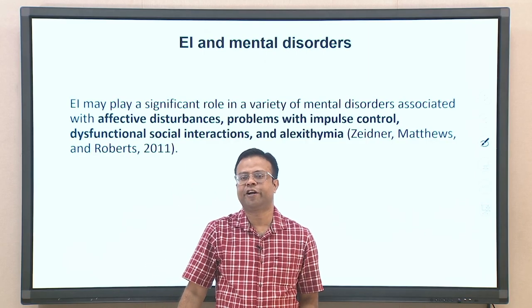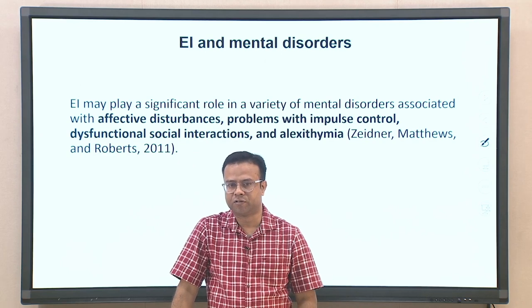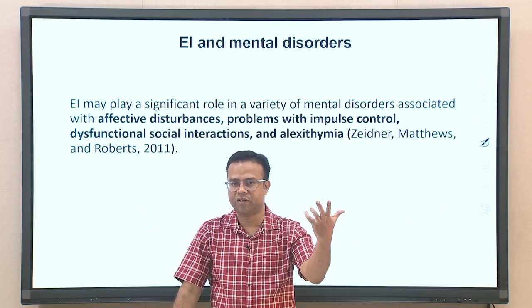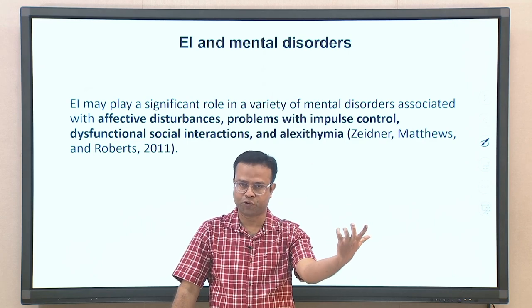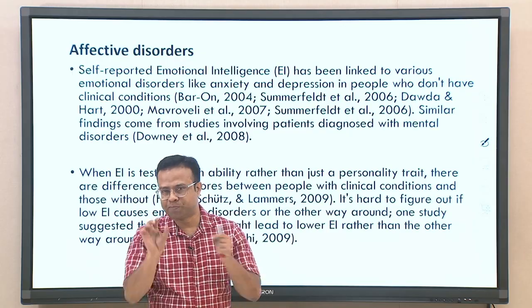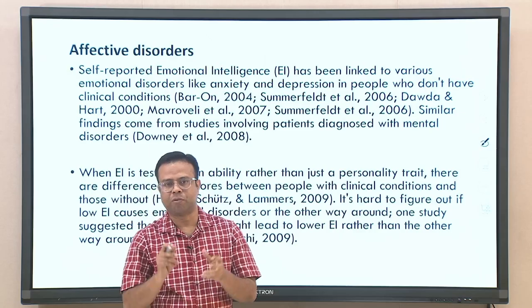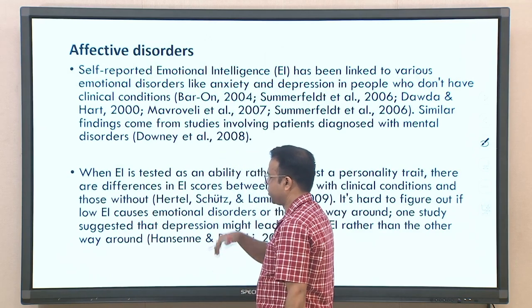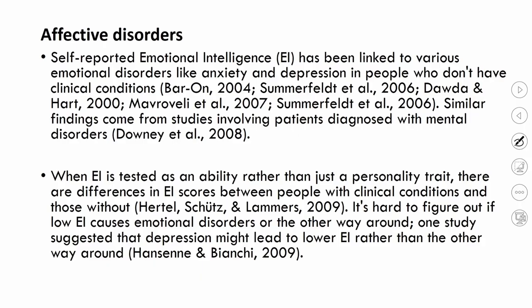EI may play a very significant role in a variety of mental disorders, especially where there are emotional disturbances, impulse control issues, and social interactional or social connection issues, as we have already discussed. Let us see more specifically some evidence related to emotional disorders or affective disorders, and some research findings associated with that. Self-reported emotional intelligence has been linked to various emotional disorders like anxiety and depression in people who do not have a clinical condition.